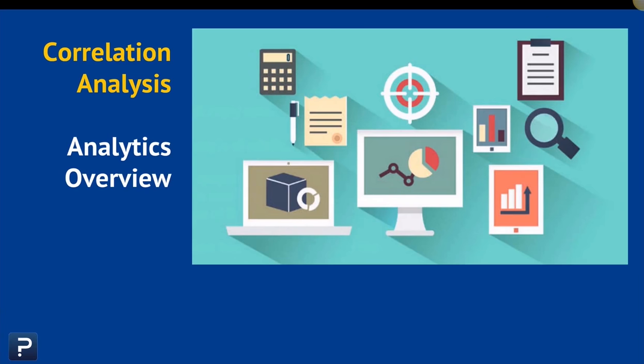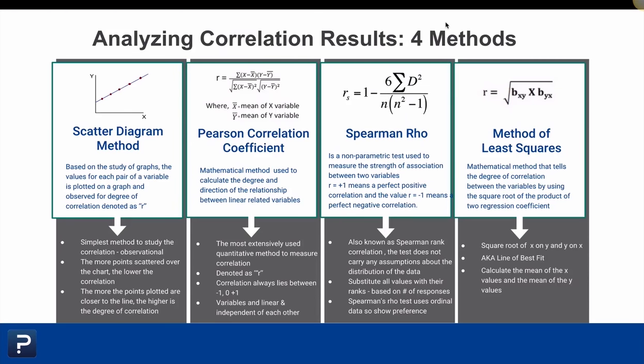All right, let's talk about analytics and the analytics for correlation analysis. There are 4 methods to measure and analyze correlations. The first one is the scatter diagram method. Based on the study of the graphs, the values for each pair of variables are plotted on a graph and observed to a degree of correlation denoted as R.